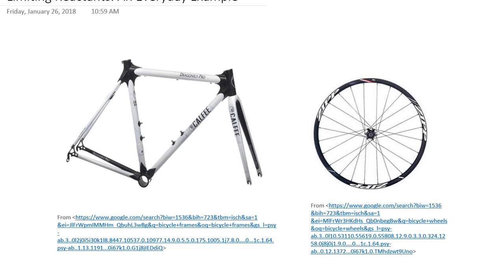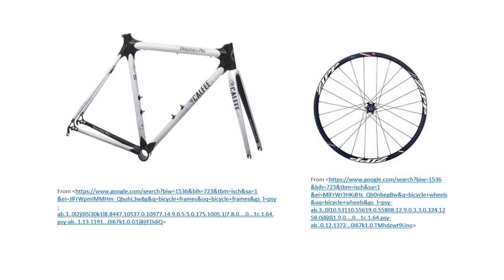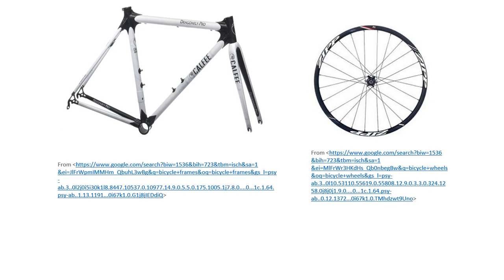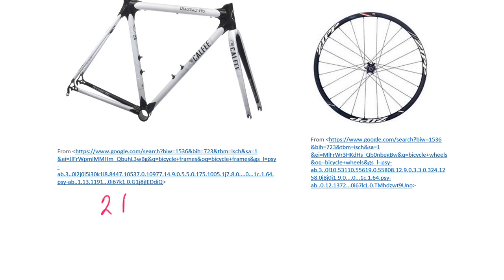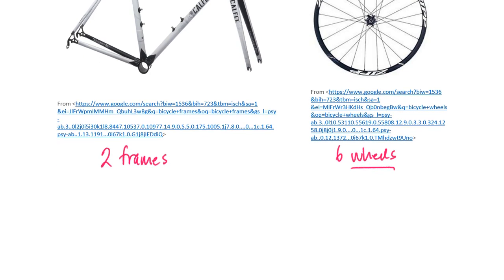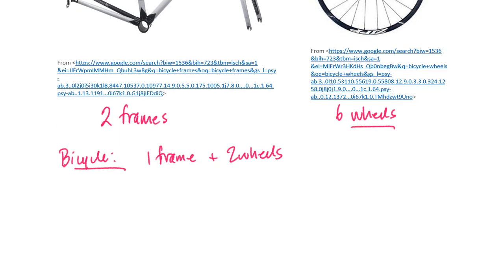So I want you to envision that I work in a bicycle store. It's my job to assemble the bicycle frames, which are on the left, with the bicycle wheels, which I have here on the right. Let's assume that on a given day, I have 2 frames in the shop, but I happen to have 6 wheels in the shop as well. And if I'm going to assemble a bike, each bicycle is constructed from 1 frame and 2 wheels.